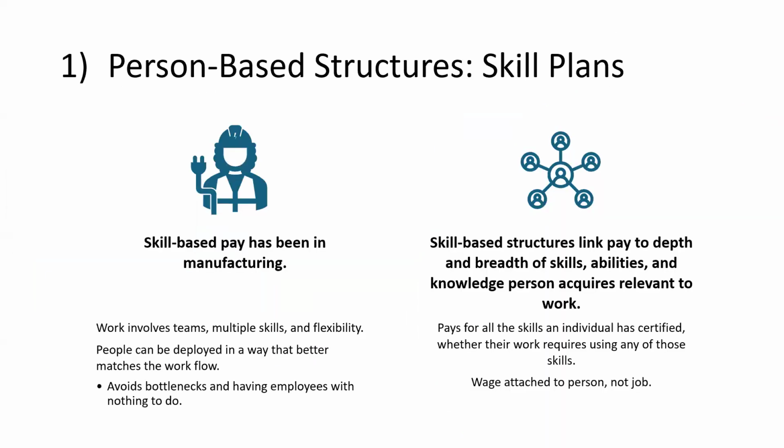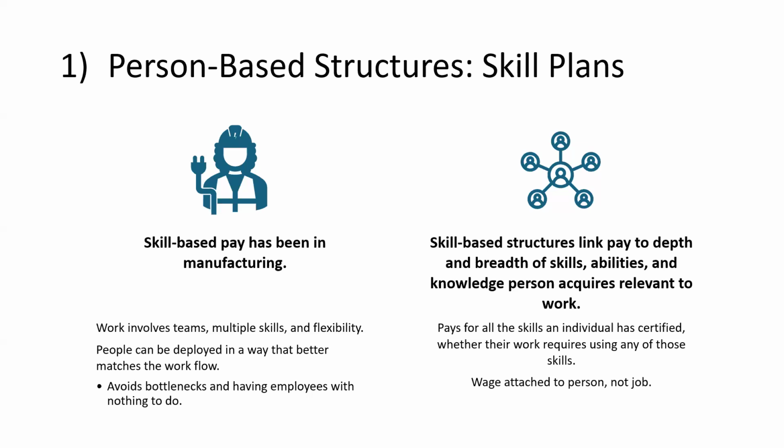So let's go through the first of the two person-based structures in the chapter. This first one is skill plans. Skill-based pay has existed in manufacturing for some time, and you can think about this as pay that's really based on the skills that people have. You're going to want to use this in a workplace where there are lots of different skills that people need to do different tasks or to do what would be considered different jobs.